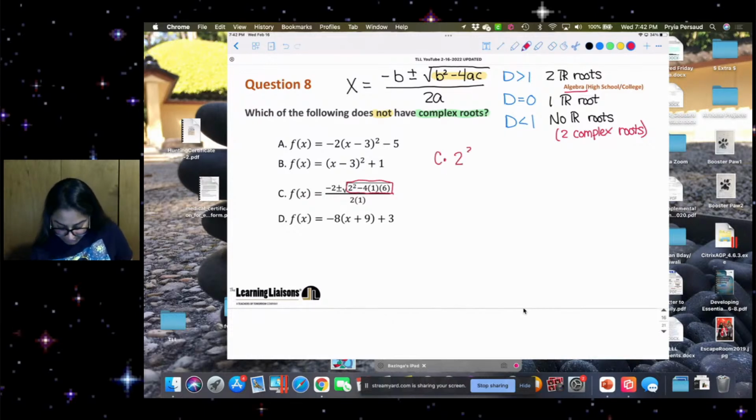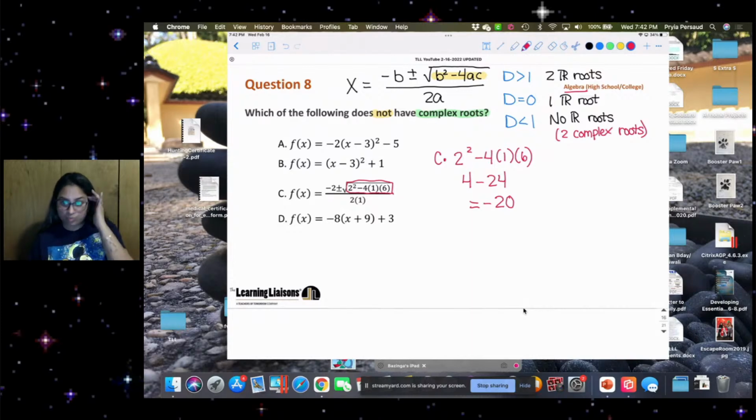So I'm going to have 2 squared minus 4 times 1 times 6. What does that give me? That gives me 2 times 2 is 4 minus 24, and that's going to equal negative 20, which happens to be less than 0, so they are complex roots. So complex is not what we're looking for. It's not C. We're going to have to try A, B, or D.